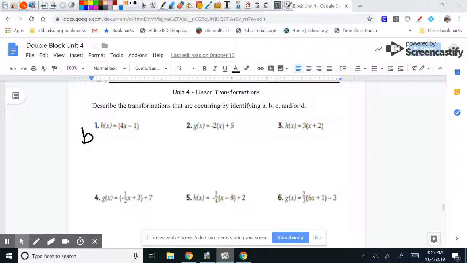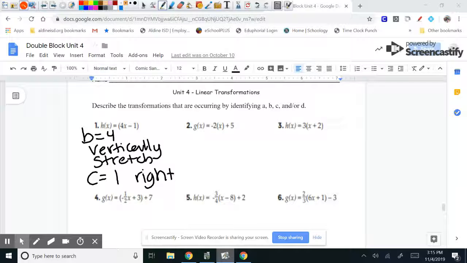So I'm gonna put B is equal to 4 because it's the number that's in front of the X. And according to my notes, because it's a big number, that means greater than 1, then that means it's going to be vertically stretched. And then the number -1 is the letter C. And because it's minus, according to my notes, it's gonna move to the right. All right. So I'm gonna identify the A and whatever the letter is and explain to you, and then you have to look at your notes and write down what it is.